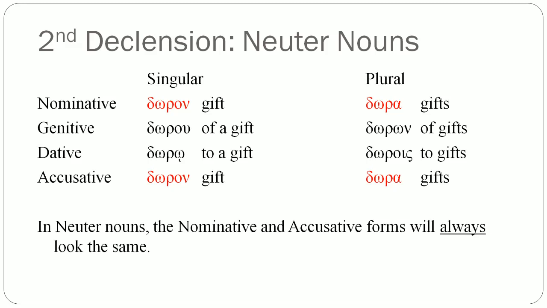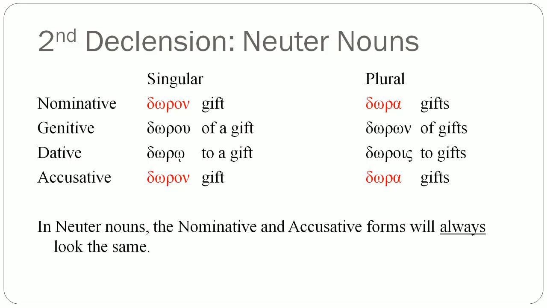But it can be a problem when you're translating. You come up to the form dora, and you don't know if this is going to be the gifts are doing something as a subject, nominative, or if the gifts are receiving the action, accusative. You have to kind of try both of them. Most of the sentences are going to be obvious, but for some of them, you're going to have to try both: gifts as a subject and gifts as the object.